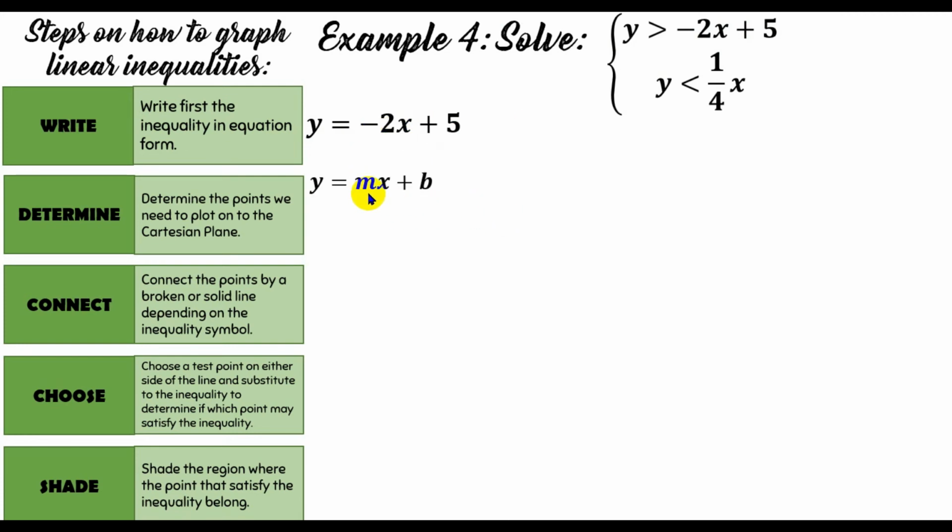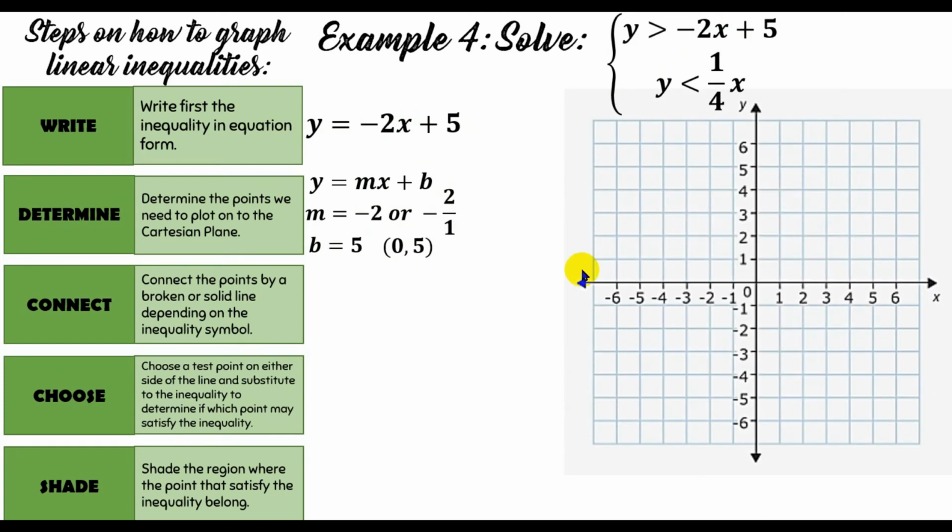written into slope-intercept form. So that is why the slope is negative 2, or we have the rise of 2 and then run ng 1. And wag kalimutan, negative po yan. For our y-intercept, we have positive 5. So the first point is at 0 and 5, or positive of the y-axis. So plot natin yon. Then 2 units upward, 1 unit to the left, or 2 units downward, 1 unit to the right. Then we have to draw the line passing through these points.